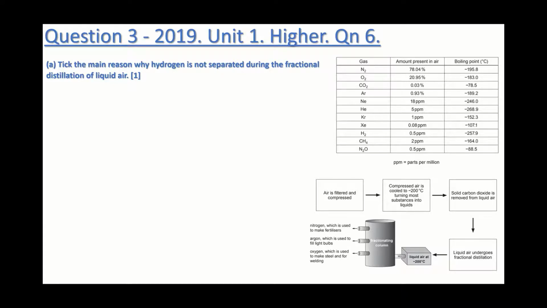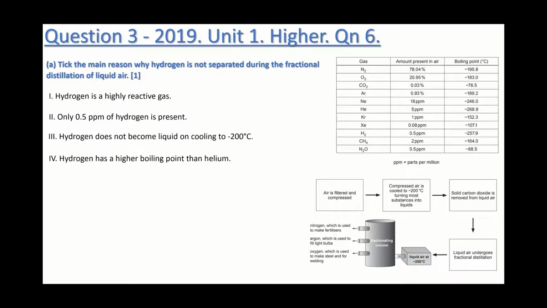Now, you're given a few options for this, and what you'll see is that if you look at the data in the top right-hand table here, hydrogen has a boiling point of minus 257.9 degrees Celsius, and in the fractionating column, you're cooling your air down to minus 200 degrees Celsius, which is actually above the boiling point of hydrogen gas. And so that means that your hydrogen would still be a gas at this temperature. It never turns into a liquid. And therefore, the correct answer in this question is statement number 3, which states that hydrogen does not become a liquid on cooling to minus 200 degrees C.